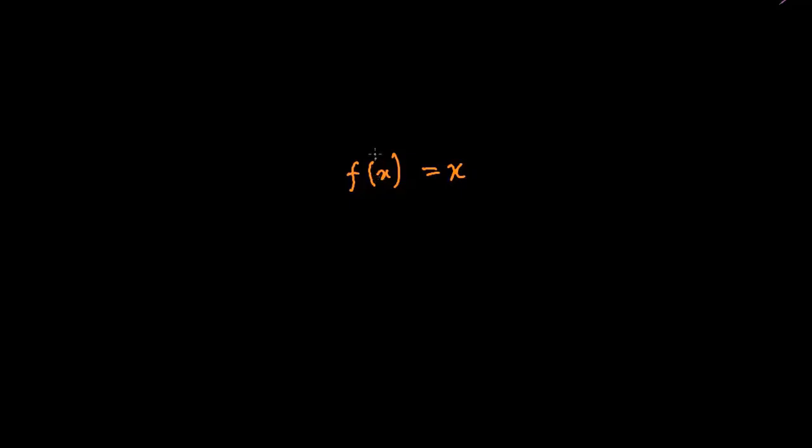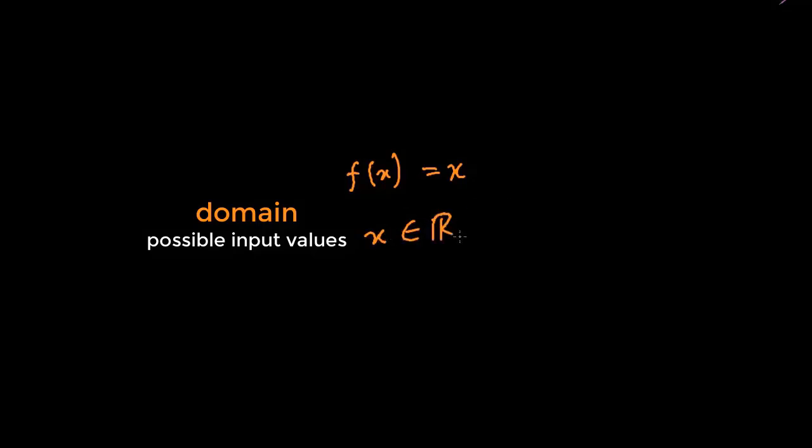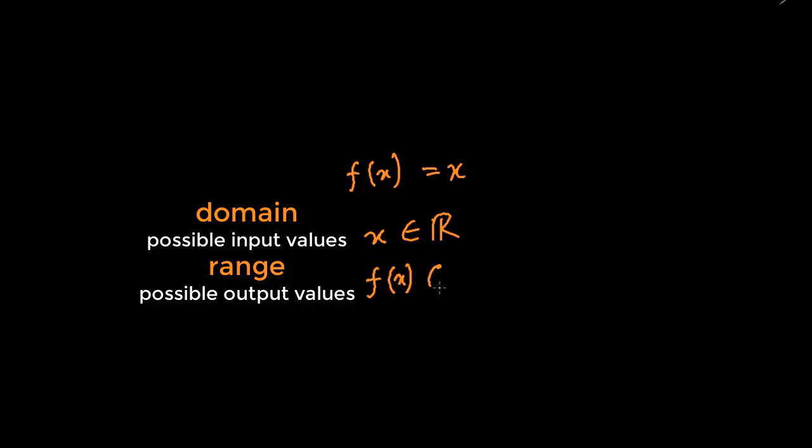If you think about it, for any input value, you will get an output value. So the domain can be any real number, and we write this as x is an element of the real numbers. So this is the domain of the function f(x) = x. The range, or the output value, can also be anything. It can be any possible value. So the range would be: f(x) can be any real number.